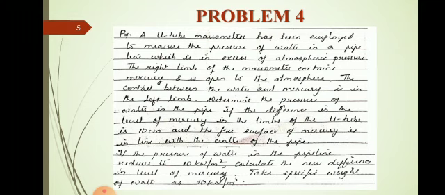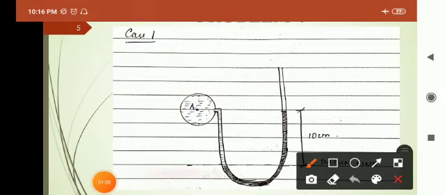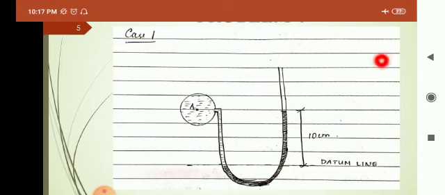Now what are you asked to find out? Determine the pressure of water in the pipe if the difference in level of mercury in the limbs of the U-tube is 10 centimeter. See the difference in mercury level in the two limbs. Here is the mercury level in the right limb and here is the mercury level in the left limb. So the difference between the two mercury levels is 10 centimeter.